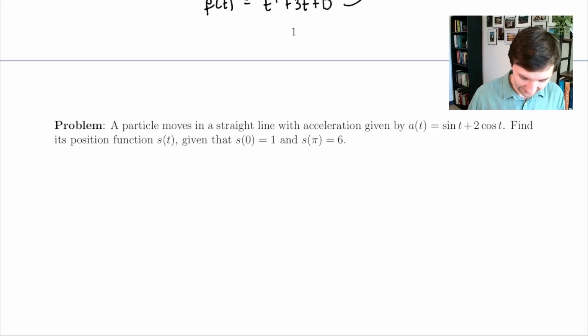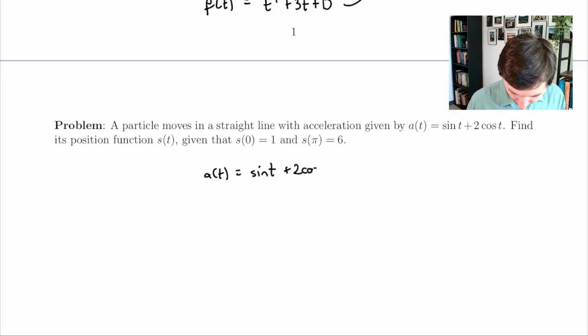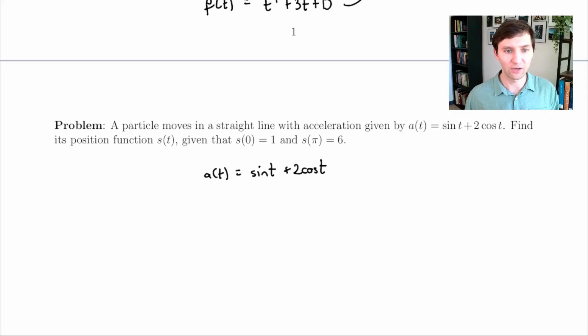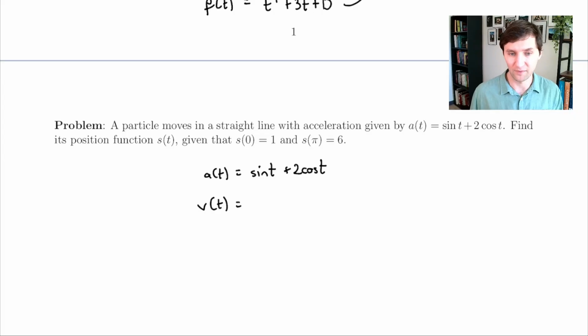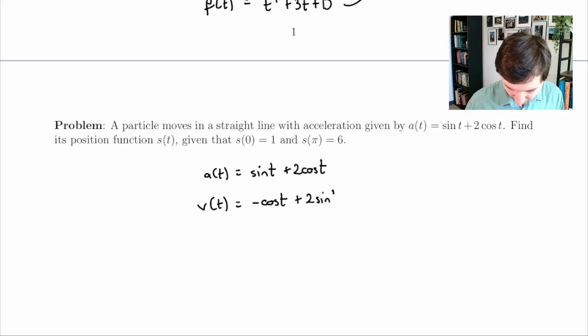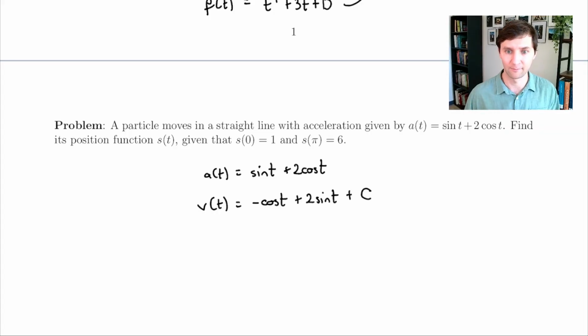We know that acceleration is given by sine of t plus 2 cosine of t. My goal is to find the position function. I know that if I take the antiderivative of acceleration, I will get velocity, because the derivative of velocity is acceleration. Let me first find velocity. The velocity, which I will denote by the letter v, will be the antiderivative of sine, which is negative cosine of t. The antiderivative of 2 cosine of t is 2 sine of t. At the end, I get plus c.